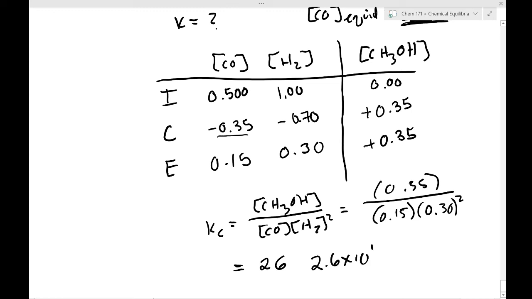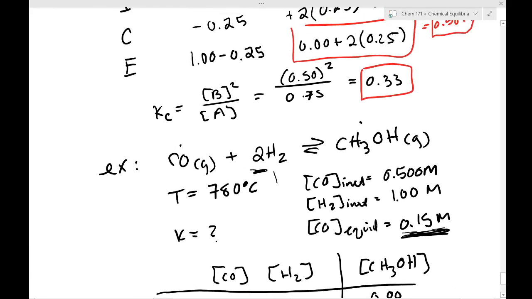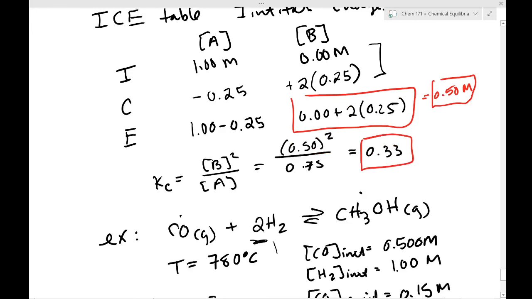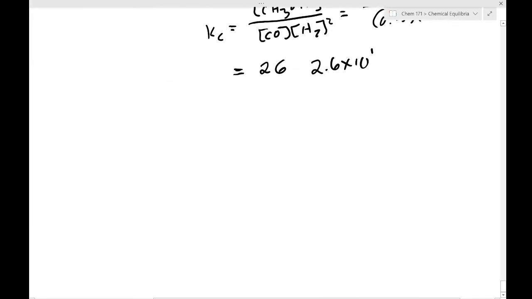Okay, so that's how you calculate Kc. Again, it can get much more complicated than this. This was kind of a simple example, but we will get into more difficult examples later on. Okay, so that'll be it for part 1. I'll see you back here for part 2.